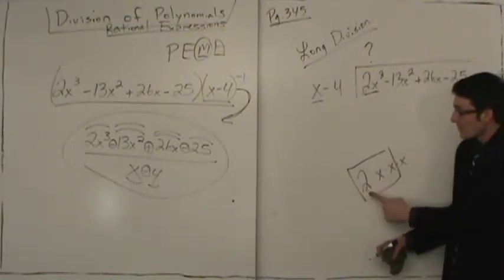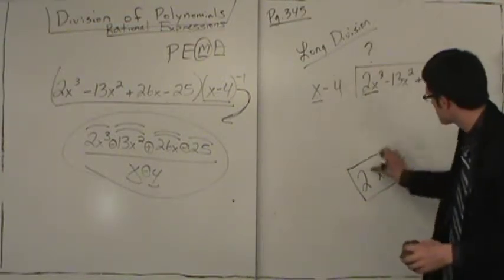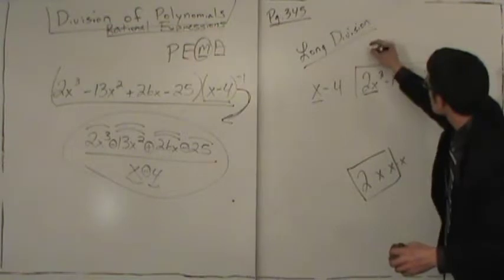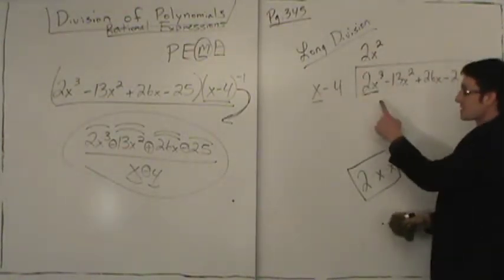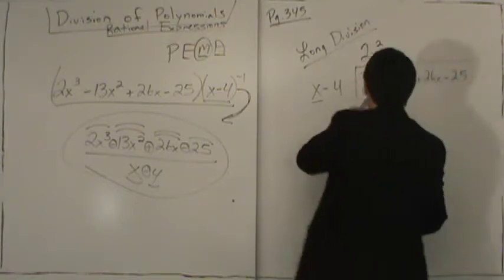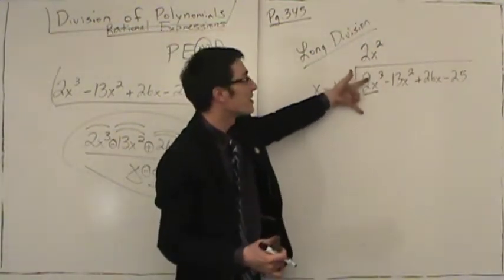Well, hopefully you say, we have a 2 and a couple x's in the box, so what's going to multiply by x to give 2x to the third? That would be 2x squared. Okay, so 2x squared will multiply by x to give 2x to the third. Why? Because we want the front to match. And why do we want the front to match? So that the front will cancel.